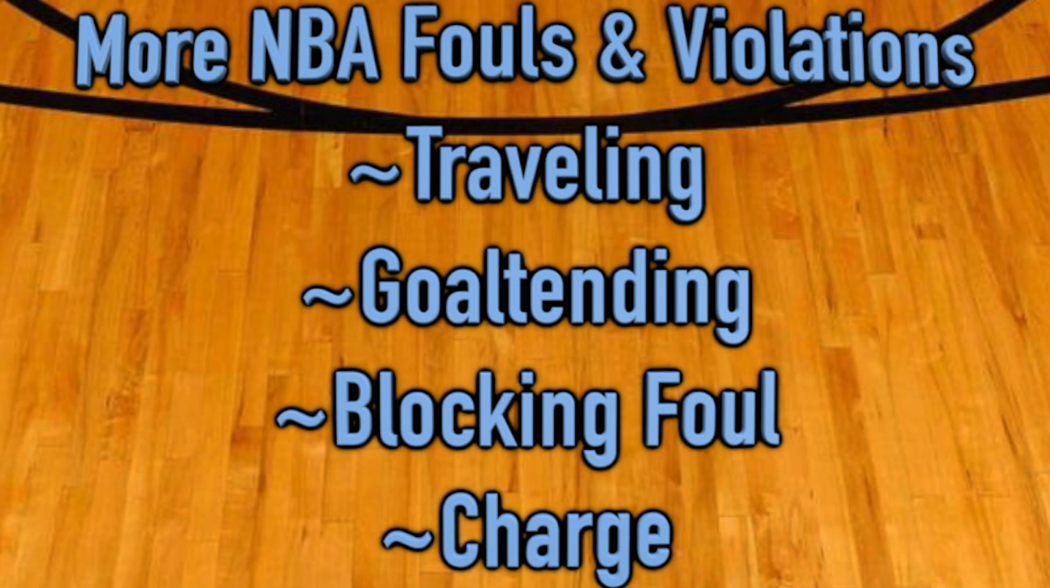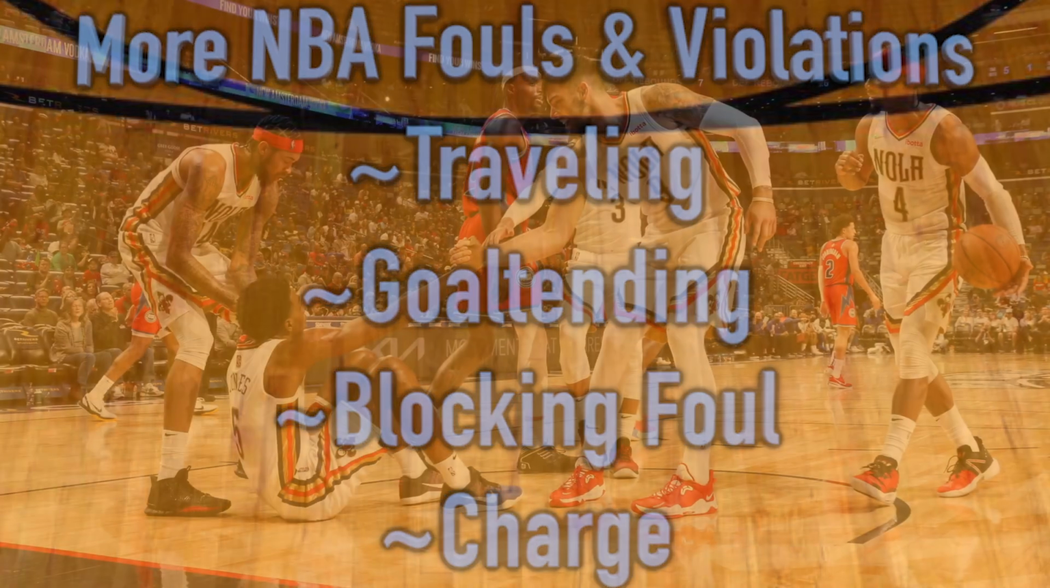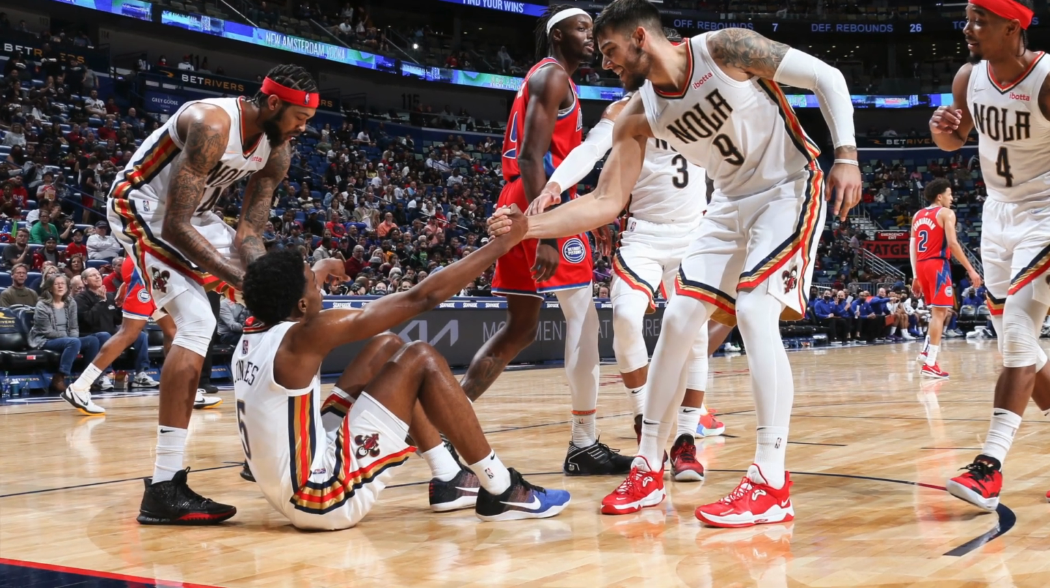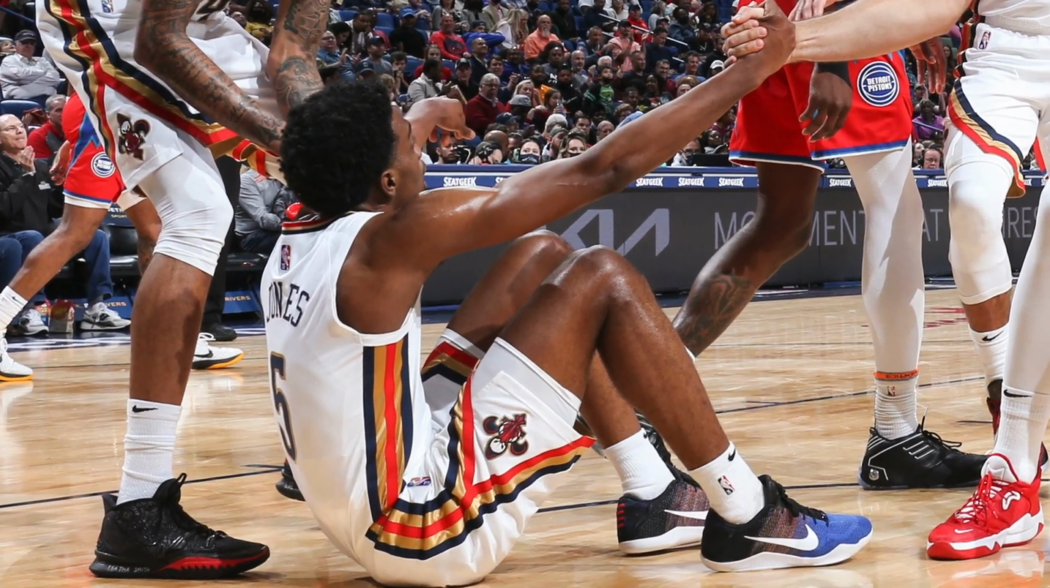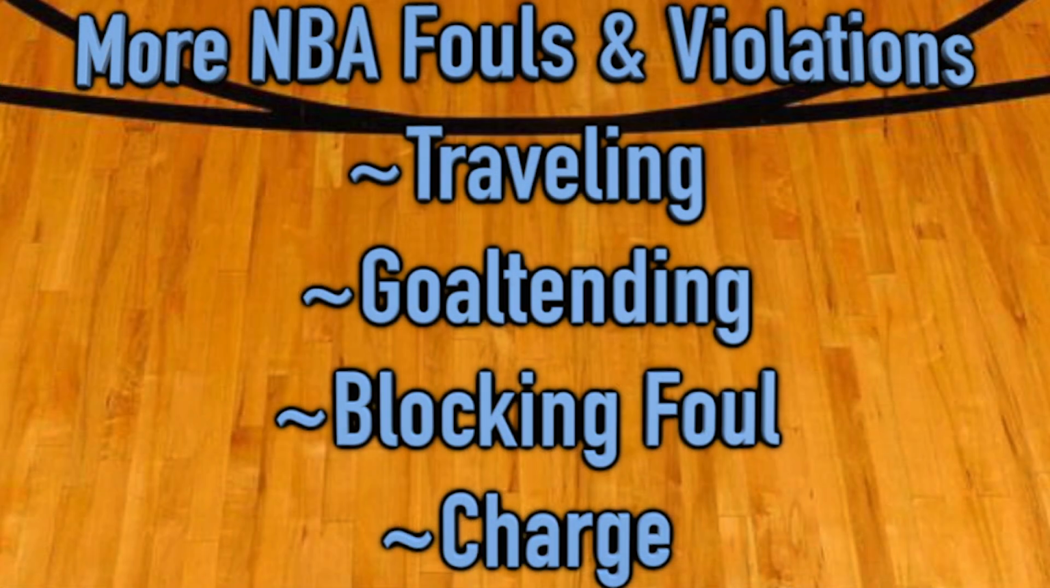And finally, we have a charge, which is physical contact between an offensive and defensive player. In order to draw an offensive charge, the defensive player must establish legal guarding positioning in the path of the offensive player. If contact is made and a charge is called, no points will be awarded and the ball is turned over. So those are most of the fouls, the penalties, violations, and rules in the NBA.